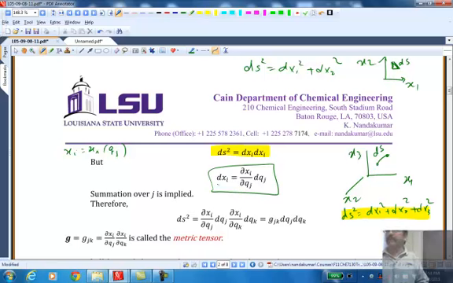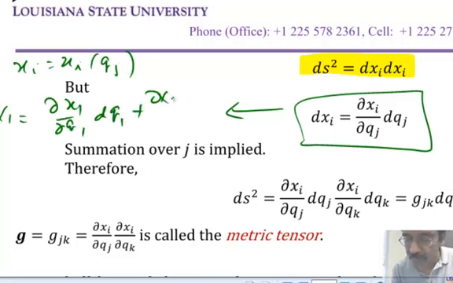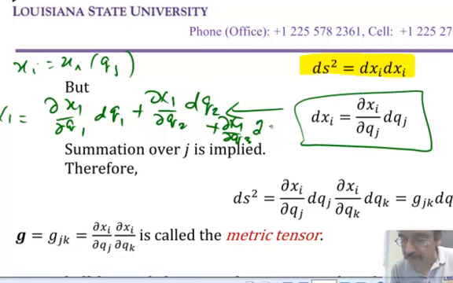Chain rule simply says that the differential change in x1, when x1 depends on q1, q2, and q3, I have to once again expand. So when you expand dx1, we are saying that it is equal to dx1/dq1 dq1 plus dx1/dq2 dq2 plus dx1/dq3 dq3. That means x1 can change by changes in q1, q2, or q3 because x1 depends on all three of them.